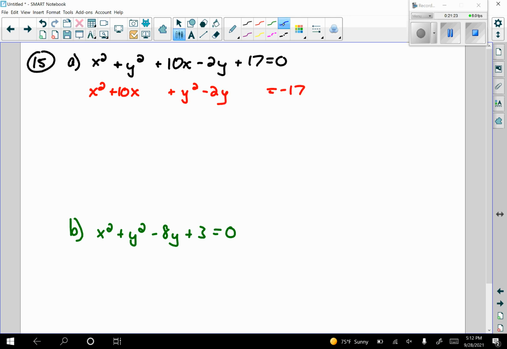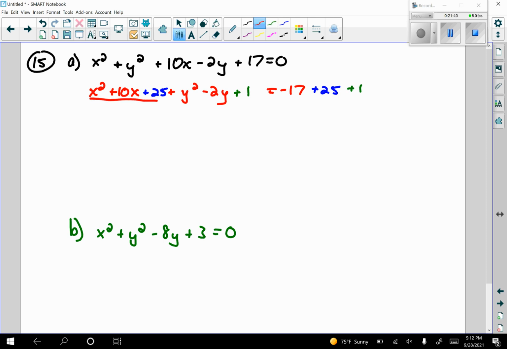So now we're going to complete the square. I'm going to go back to the 10x. I need to take half of 10, which is 5, square it, and that's what I add here, and I add over here. Then I'm going to take half of 2, which is 1. 1 squared is 1, so that's what I still need to add to both sides.